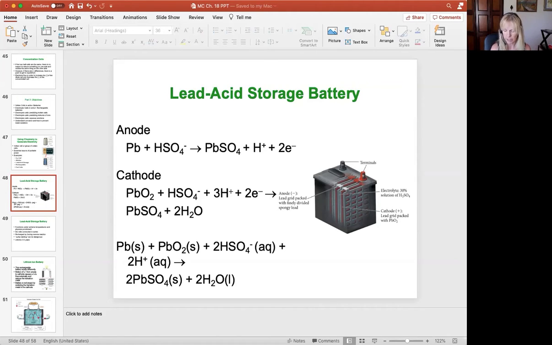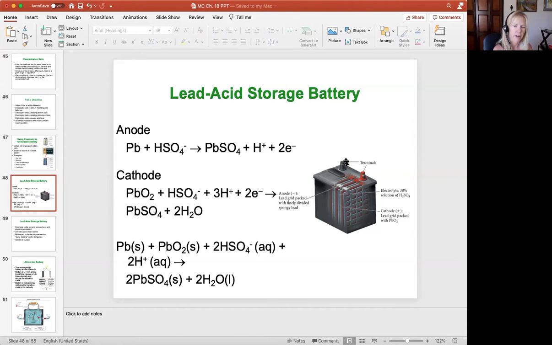And the chemical reaction that takes place is lead is being oxidized, that's at your anode. Solid lead is being oxidized into lead sulfate, lead ion here, and it's releasing 2 electrons. At the cathode, I have lead 4 oxide, which is a solid, and it's picking up those electrons to form lead sulfate. You're reducing the lead here from a +4 to a +2. And so that's your reduction half of that reaction.